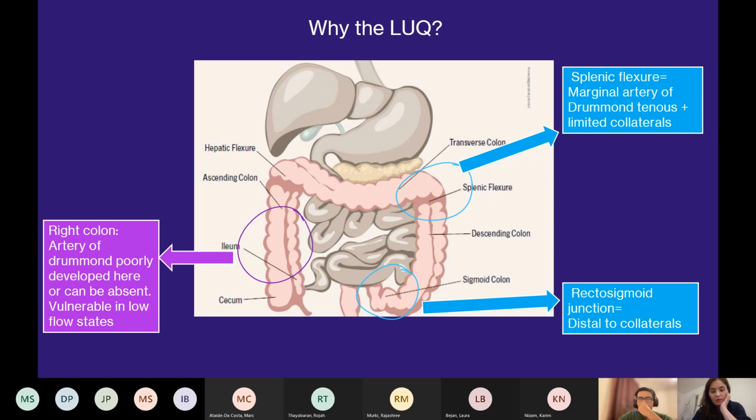So basically a watershed area is a location where the blood supply is very poor, or the blood supply is only from a handful of vessels. So if you knock out that vessel, you're going to knock out that bit of bowel. The areas that are so-called watershed areas are the splenic flexure, which is what is hinted at in this case, so left upper quadrant pain. It's very susceptible to poor perfusion because of these poor collaterals. And then there's also the rectosigmoid junction, which can have the same problem. And then also the right colon can as well.